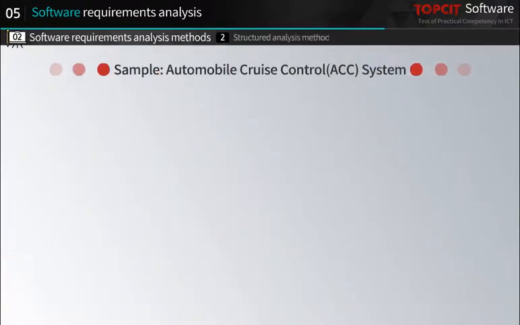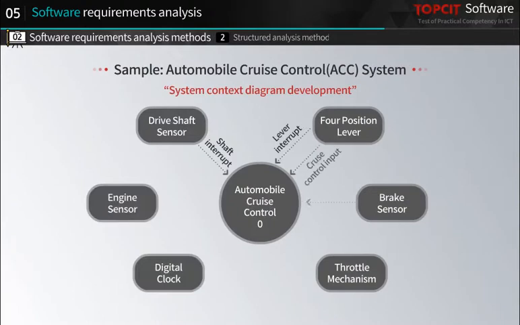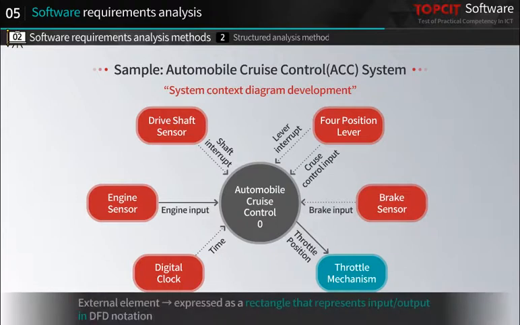The figure on the screen is the system context diagram for the automobile cruise control example based on the given requirements and system configuration. This system context diagram illustrates the extent to which the automobile cruise control system interacts with the car. According to the system context diagram, the automobile cruise control system to be developed has functions to control the throttle mechanism by accepting input from the driver shaft sensor, engine sensor, 4-position lever, brake sensor, and digital clock. These external elements are represented by a rectangle that represents input-output in DFD notation.